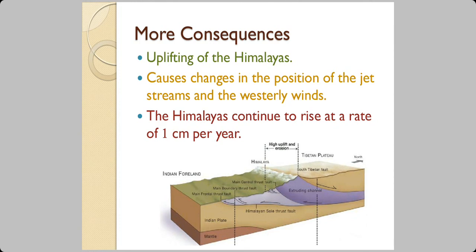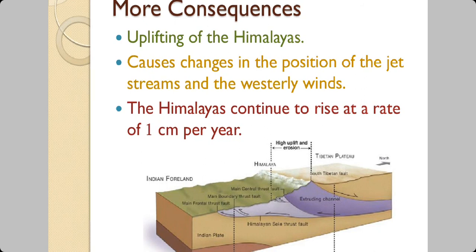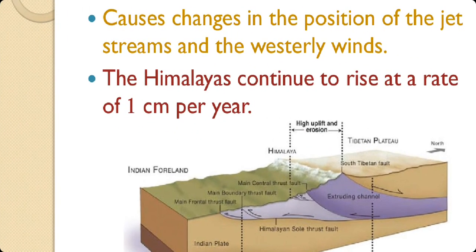You have studied about the plate boundaries, and in the convergent plates, if two plates are converging, and if there's subduction, that is one plate is going below the other, because of this there is an upliftment on the surface of the earth. That is how the Himalayas have come into existence. They have been pushed up. This causes changes in the position of the jet stream also, and the westerly winds also, and that affects the climate directly. The Himalayas continue to rise at a rate of about 1 centimeter per year.